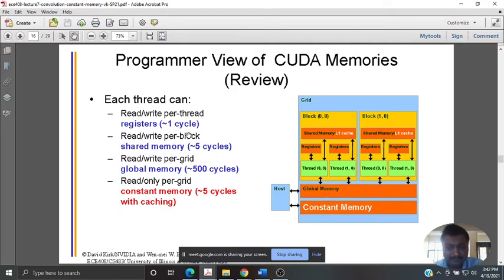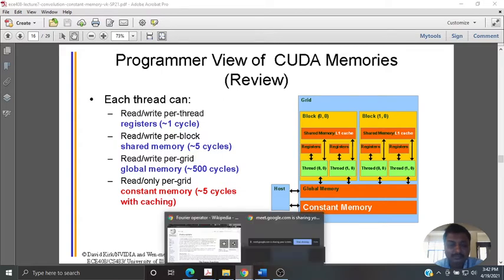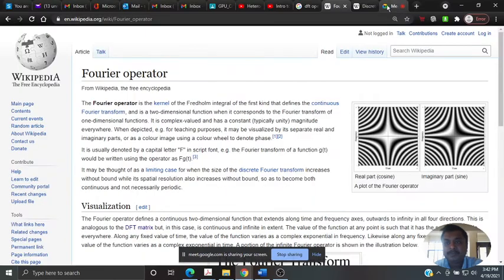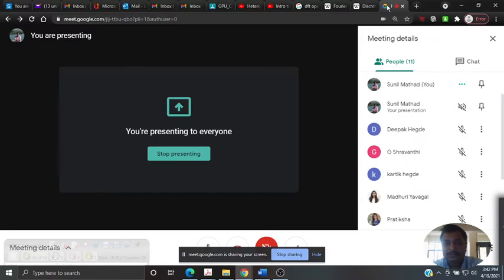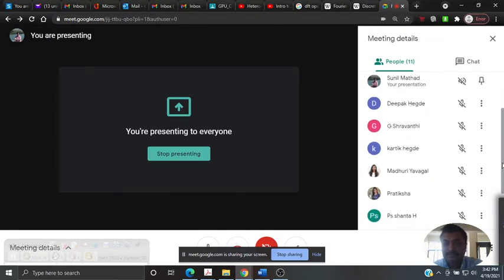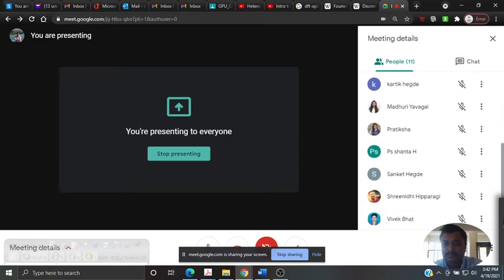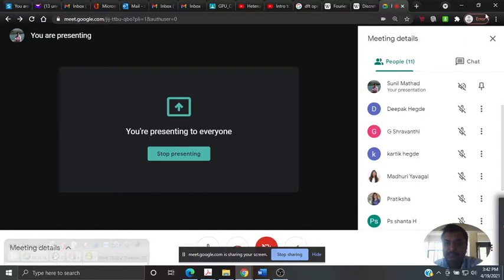Anybody? So shared memory, constant memory. If anybody can revert back. Yes. If no one wishes. Deepak, Shravanti, Karthik, Madhuri, Pratiksha, Prashant, Sanket, Shriti, Vivek. Anyone?